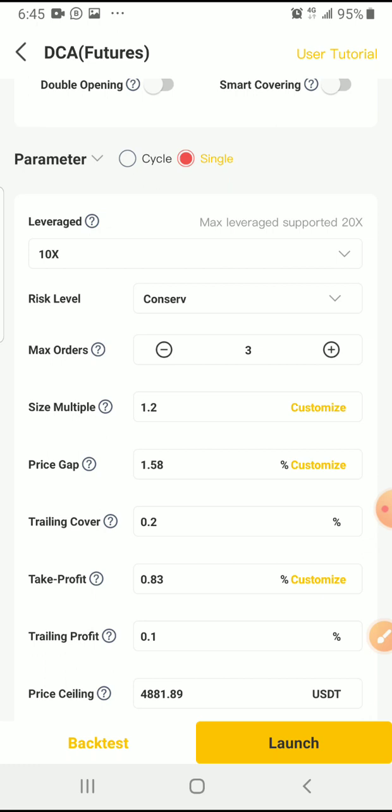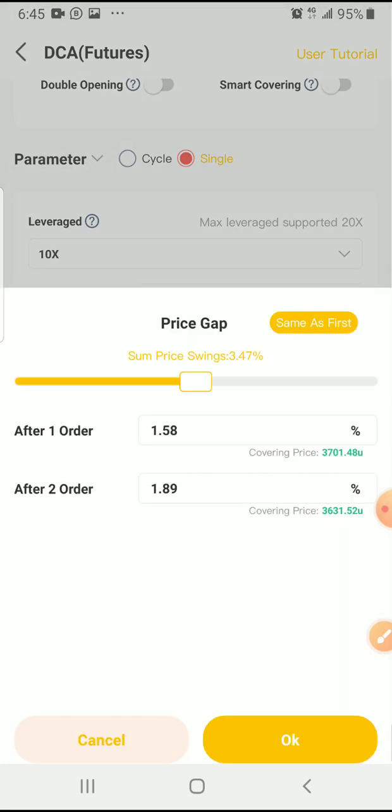Now the next thing that we are seeing, let's do price gap. There is size multiple, but let's look at price gap before. Now let me click on customize over here, and as we have it now, it means that after the first order, that is the one that we launch, when the price of Ethereum goes down by 1.58%, the robot should buy you the second order.